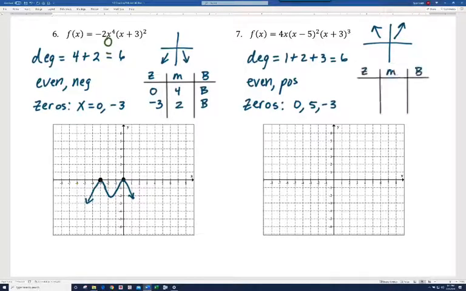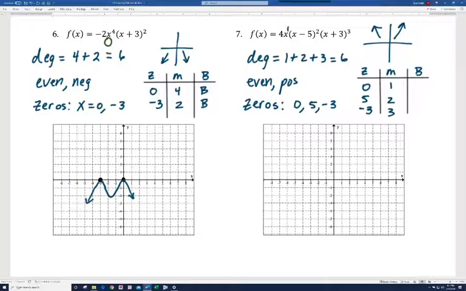So let's make a ZMB chart and put in our zeros. So our multiplicity for 0, well, it's x to the first power here. There's only one factor of x, so that would be 1. For 5, it's going to be 2, and for negative 3, it's going to be 3. Again, that's because this factor has an exponent of 3.